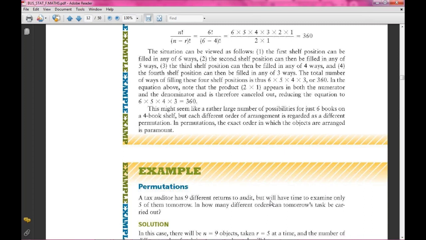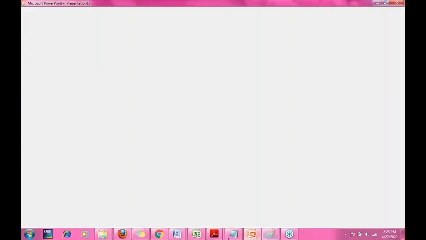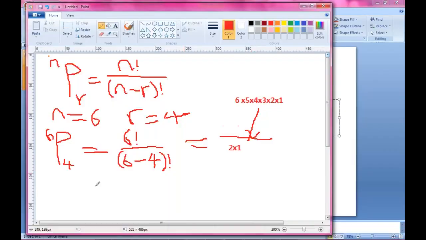So here your n is 9, while your r is 5. So it's just how we'll solve the other one. You just follow these same simple steps using the mathematical expression. So in solving this, it's going to be 9 permutation 5. That is, n will now become 9, then r will now become 5.